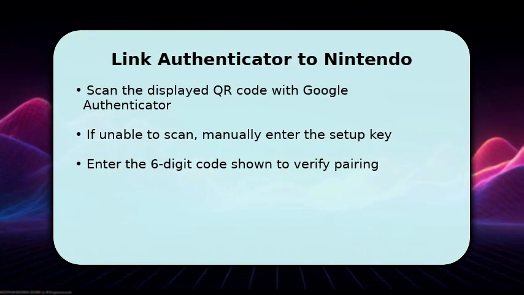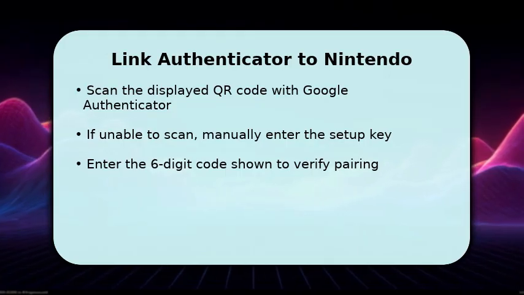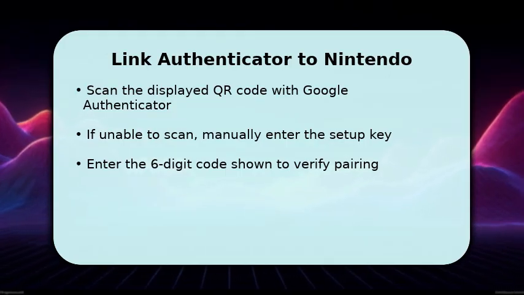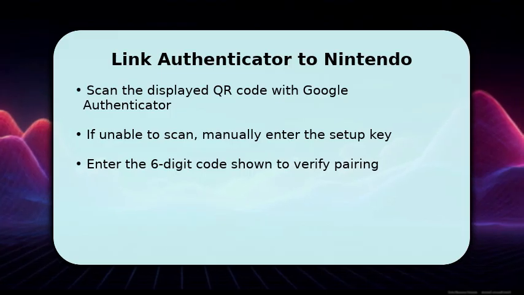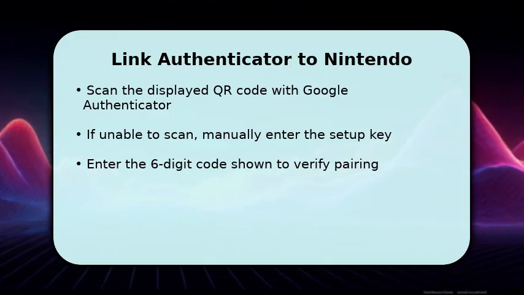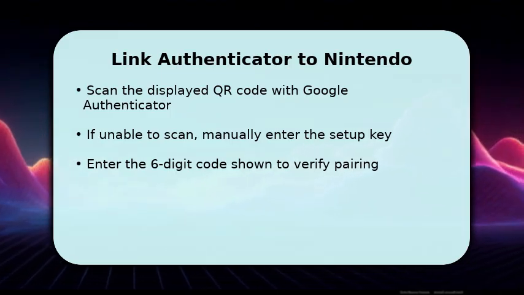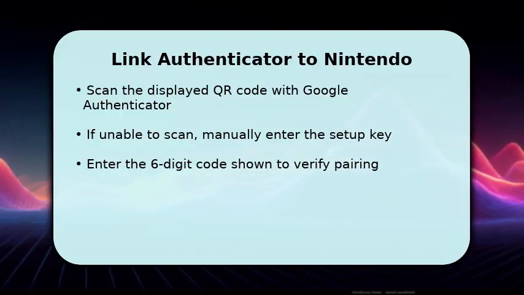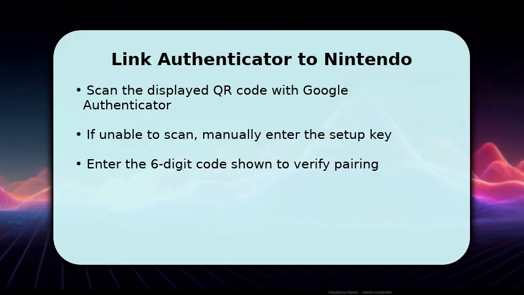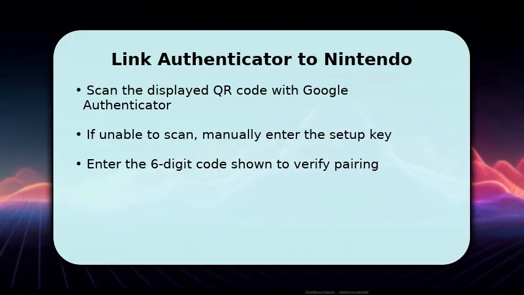Once you see the QR code on Nintendo's site, open Google Authenticator and scan it. This binds the account. If scanning fails, tap Enter a setup key and type the code shown on screen. This is a reliable fallback. After the app adds the account, it will display a 6-digit code that refreshes every 30 seconds. Enter that exact code back on Nintendo's page to verify.